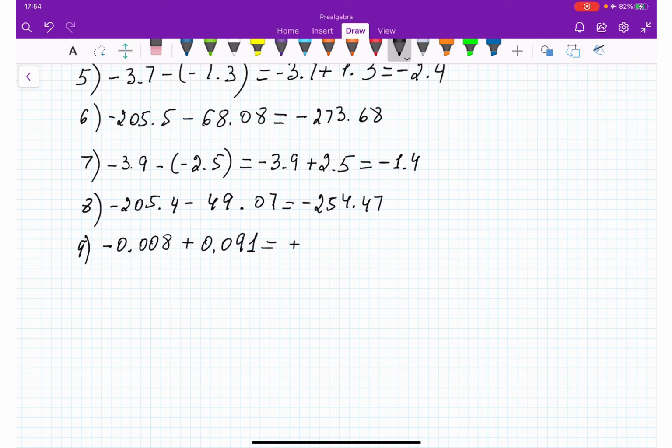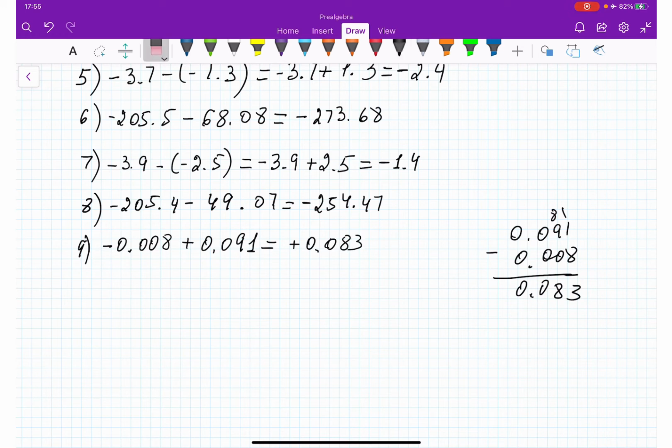But because the signs are different, we need to subtract 0.091 minus 0.008. So 11 minus 8 is 3. Here will be left 8. This is 8. And that's it. Here is 0, here is 0. So it's going to be 0.083.